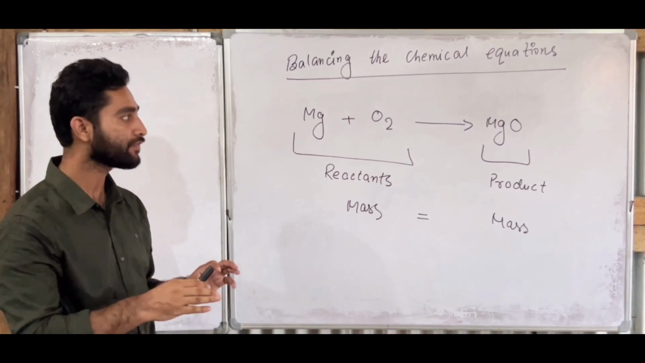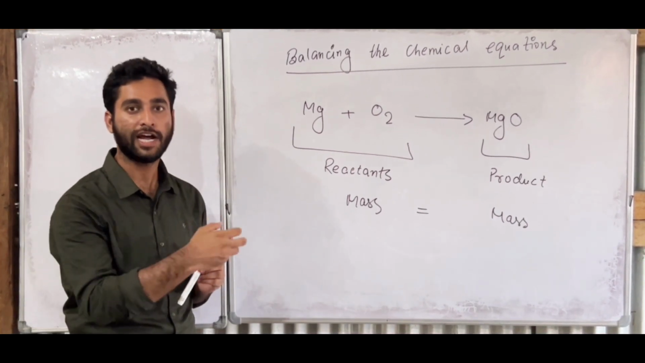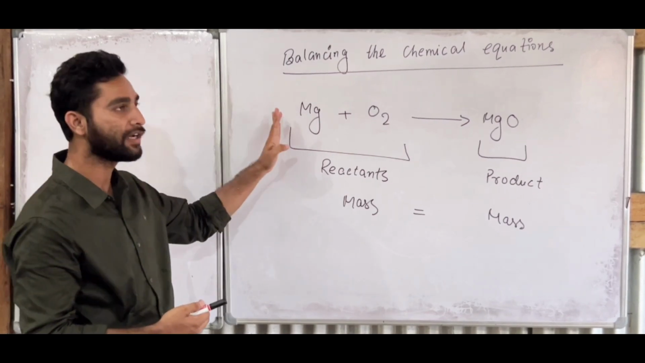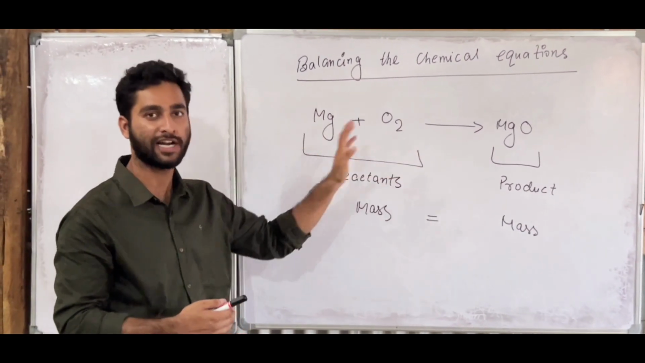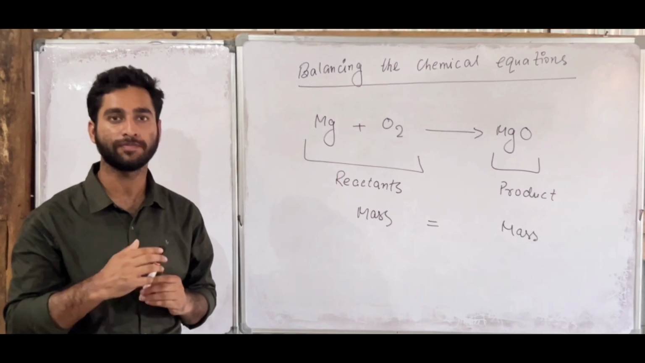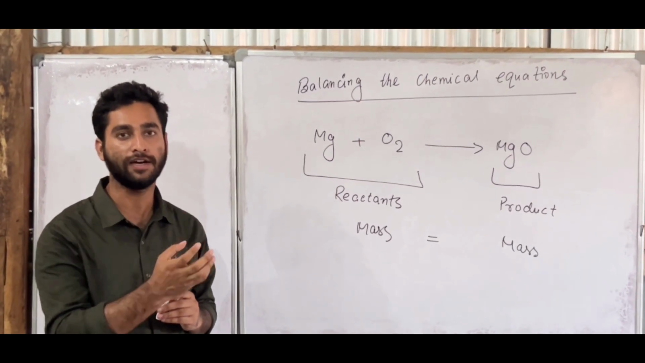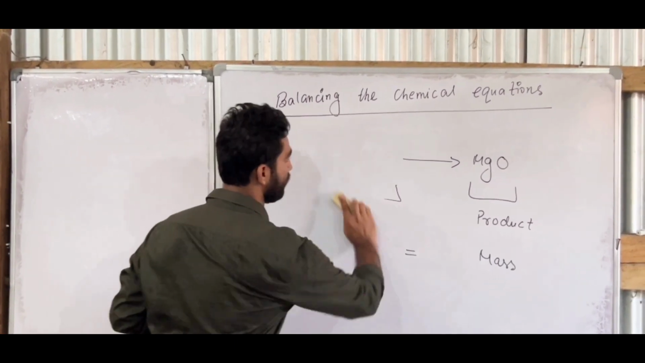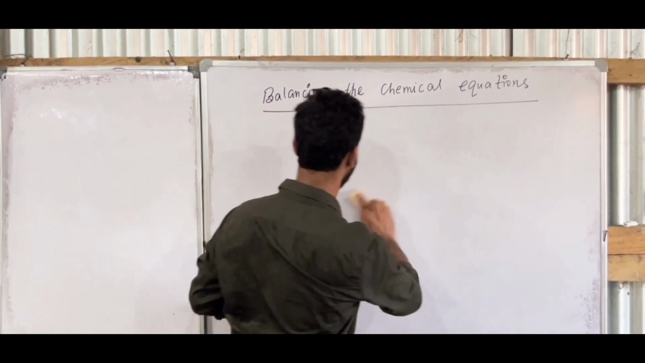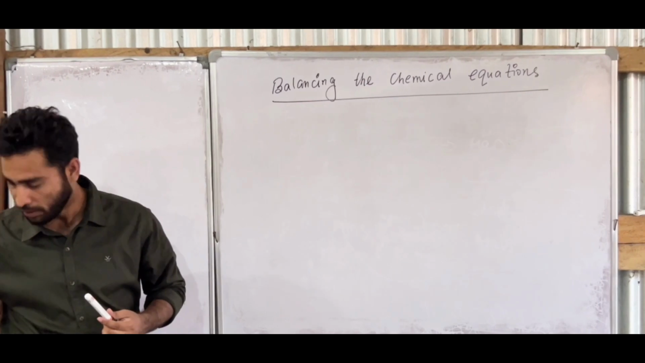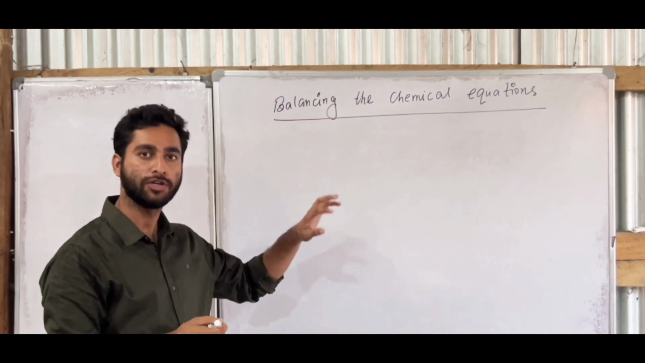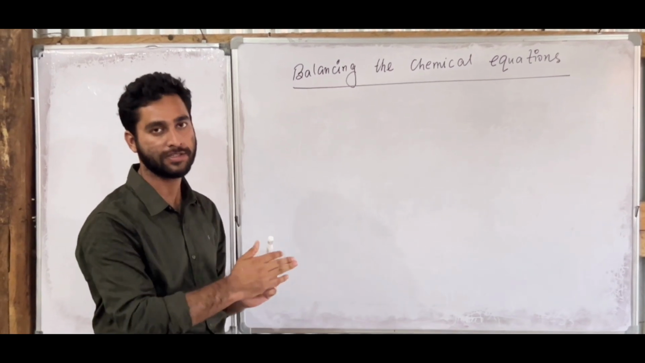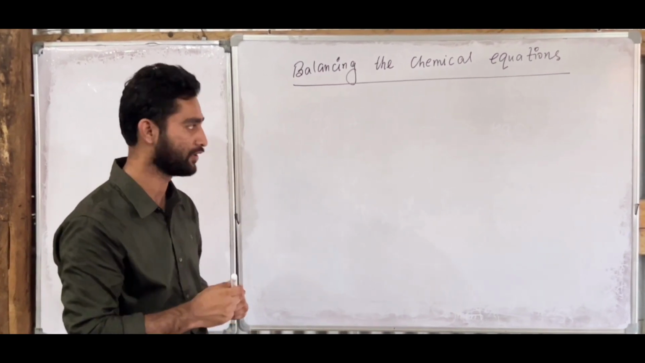Now generally, students, what they do is they try to balance the chemical equation by the hit and trial method. So randomly they choose numbers, they write this side 2, this side 3, and they try to balance. So in this video, I am going to provide some tricks to balance the chemical equation. Now these tricks will be applicable for almost all the equations. Whichever equations are given in your class 10 syllabus, this trick will be applicable for all of them.